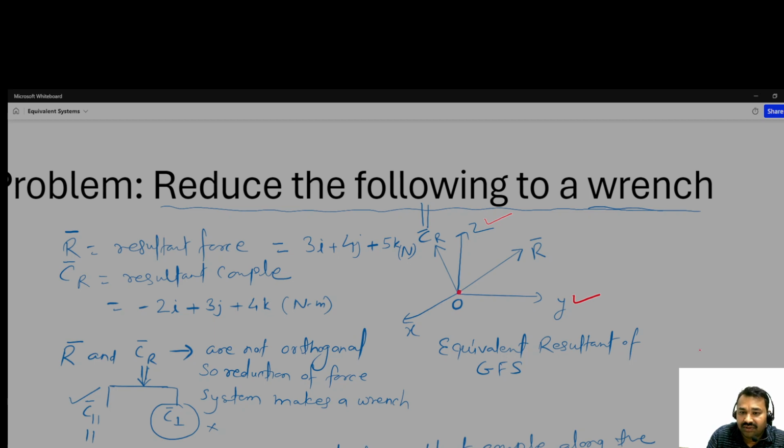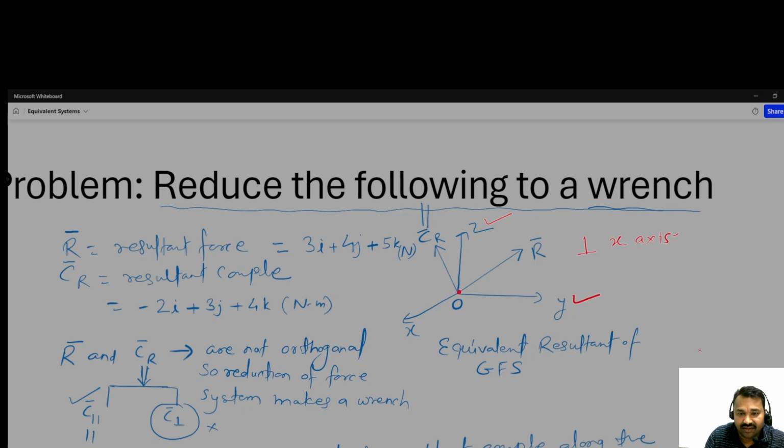The perpendicular of this R plane will obviously be the X. And what about the perpendicular of this CR? Once again, R is perpendicular to which axis? The X axis. Okay, what about the CR resultant couple's perpendicular distance? It lies in which plane?